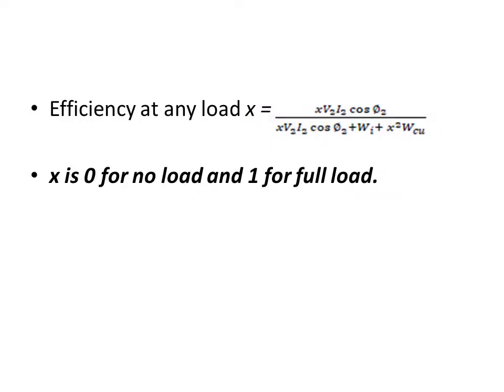Efficiency equals X into Va cos phi divided by X into Va cos phi plus Wi plus X square into Wcu. Va, the rating of the transformer, is already given, so you need to multiply the X value depending on the load. Va is voltage into ampere, V2 I2. Cos phi is also given. For X square Wcu, the load factor should be multiplied with the R.